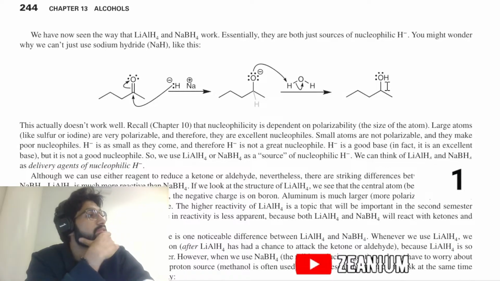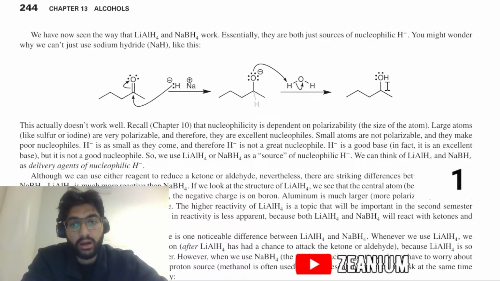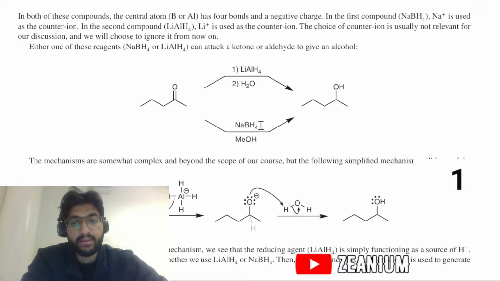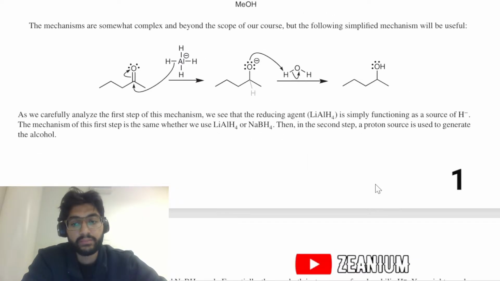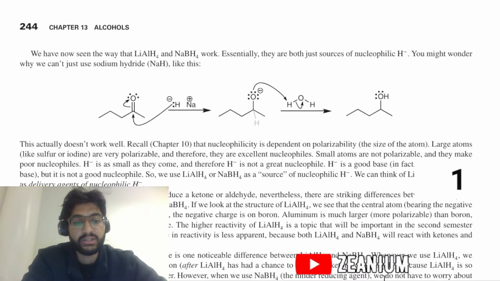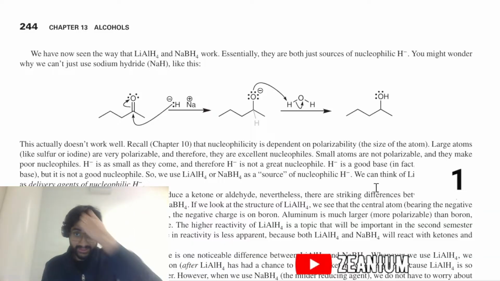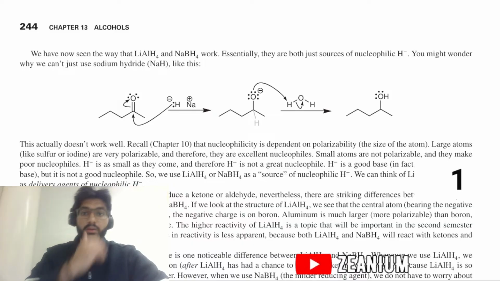So when we have to get an alcohol from a ketone, we have to use lithium aluminum hydride or sodium borohydride. I have to remember that. That's pretty easy to remember, right? Can't be that bad.